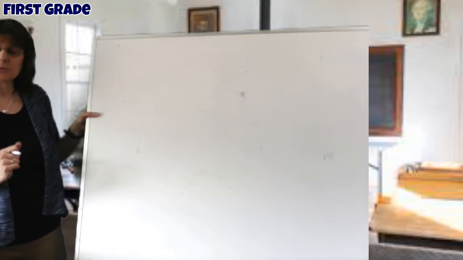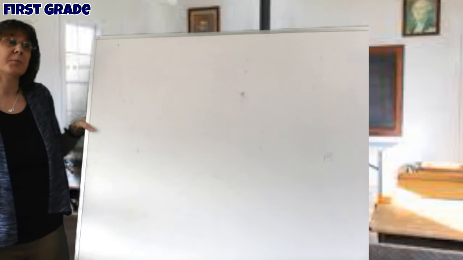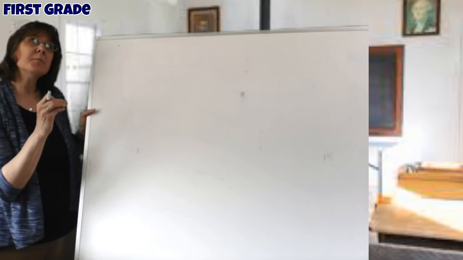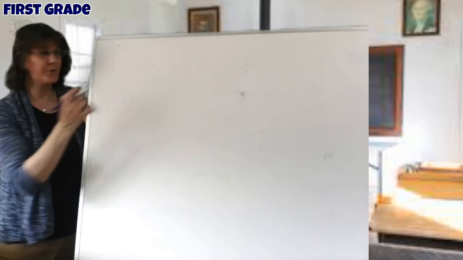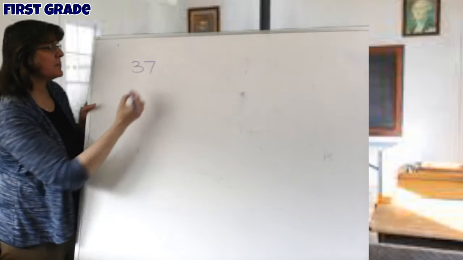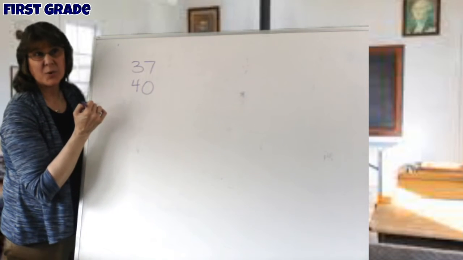Now I have a mystery number. It's a riddle. I'm going to give an example of a riddle similar to the one you're doing. It's not the same one. I am a number greater than 37. So we know it's bigger than 37. I am less than 40. But I have a 9 in the ones place.